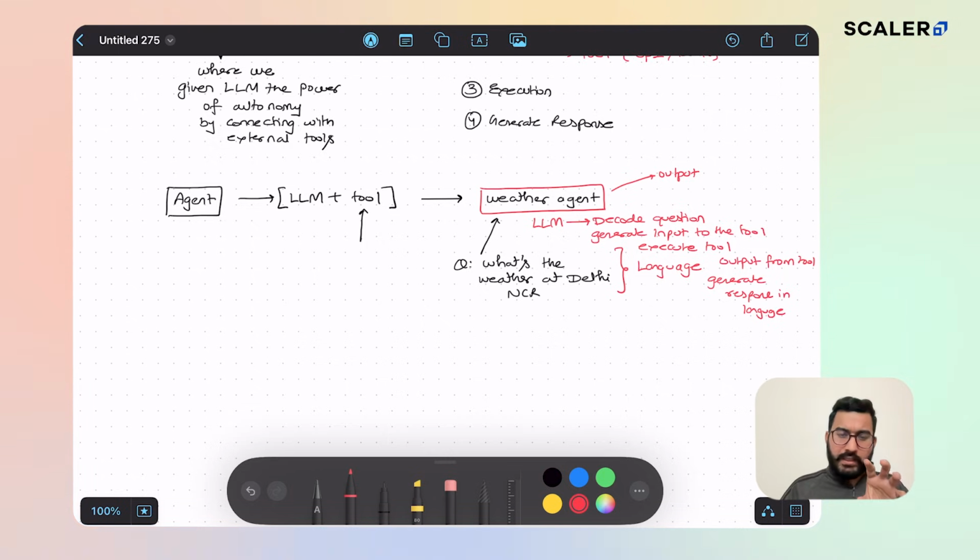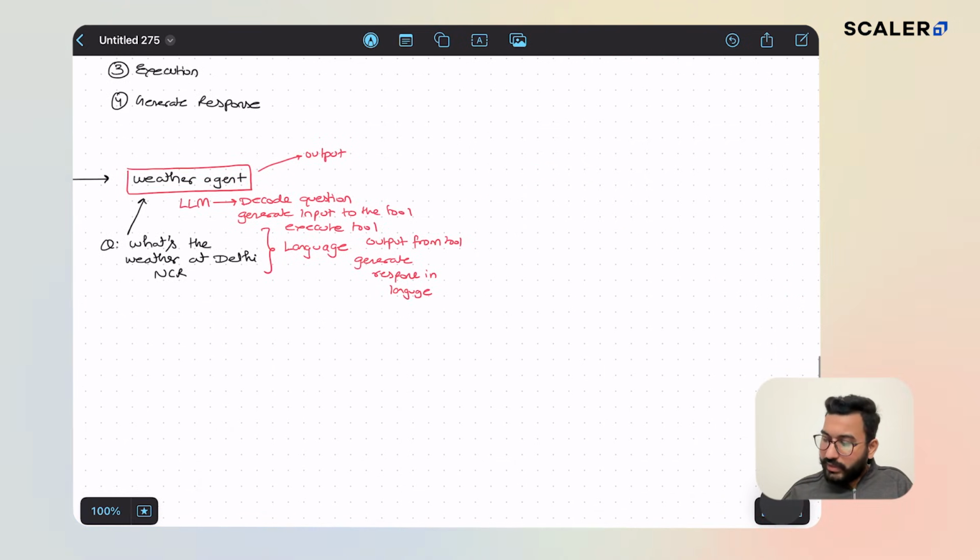Agents are very specific task-driven machines which have two components: the memory as well as access to the tool. The advantage is you talk to an agent like a human. You give your question in plain English and you get the response in plain English. You don't need to worry about the input structure of the tool. So this is what is happening internally. It will decode the question, generate the input to the tool, execute the tool, get the output from the tool, generate the response in plain English, and that will be your output from the agent.